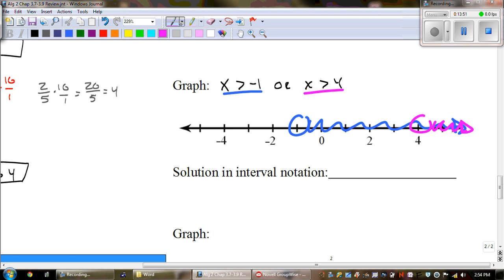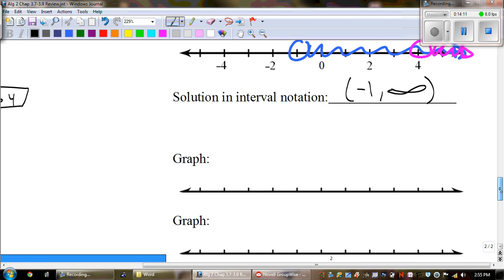So here's one of our special cases. Now when I write this in interval notation, I'm open at -1, which means parentheses, and then that graph goes on to positive infinity. Okay, 3 more to go.